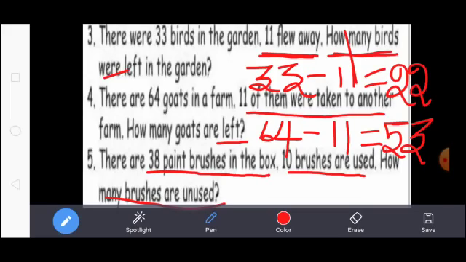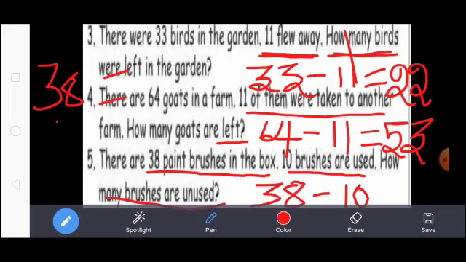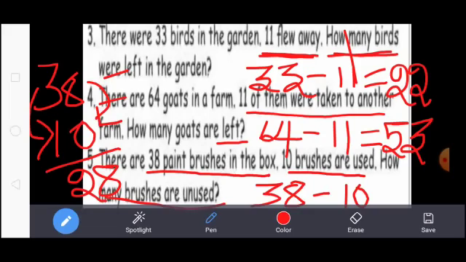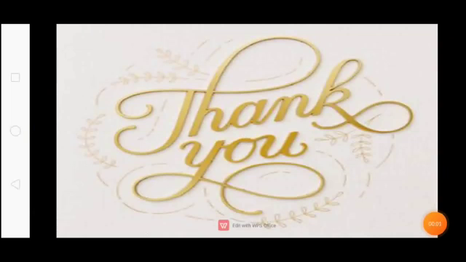There are how many paint brushes in the box? 38 paint brushes. How many brushes are used? 10 brushes. Now, how do you find how many brushes are unused? You subtract 10 brushes from 38 brushes. 38 minus 10. First you do subtraction in ones place. 8 minus 0, 8. Next you do subtraction in tens place. 3 minus 1, 2. So answer 28. How many brushes are unused? 28 brushes. Thank you students.